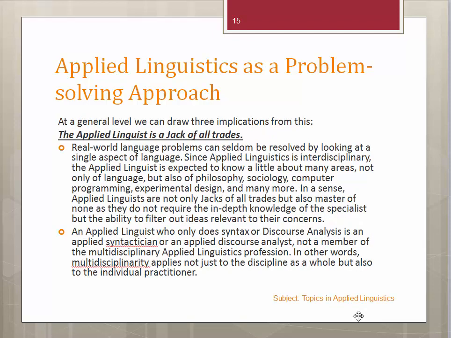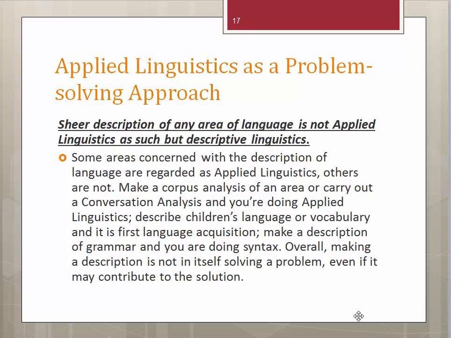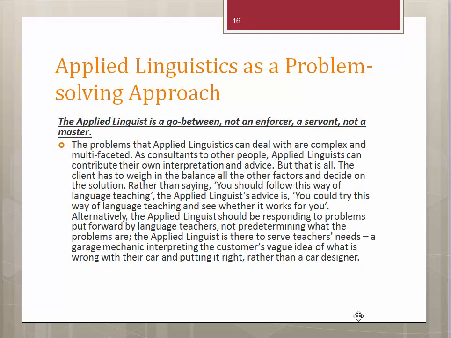At a general level, we can draw three implications from this. First, the applied linguist is a jack of all trades, and we will explain it later. The applied linguist is a go-between, not an enforcer, a servant, not a master. Sheer description of any area of language is not applied linguistics as such, but descriptive linguistics. So let's discuss them one by one.